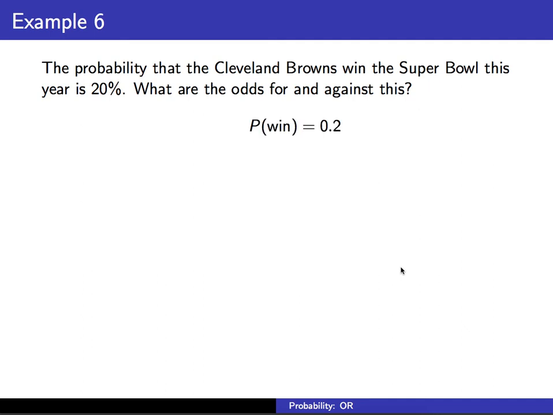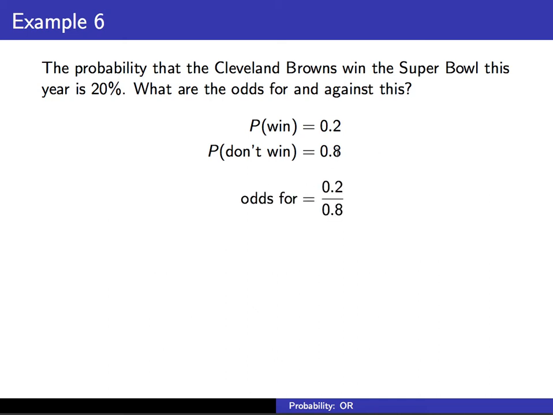So we have the probability that they win is 0.2. We need to find the probability that they don't win, the complement of that, by subtracting 0.2 or 20% from 1 or 100%. So if they have a 0.2 chance or a 20% chance of winning the Super Bowl, that means they have an 80% chance that they don't. I know it's hard to believe. So the event A here, that they win, is 0.2, and that they don't win, A prime, is 0.8.